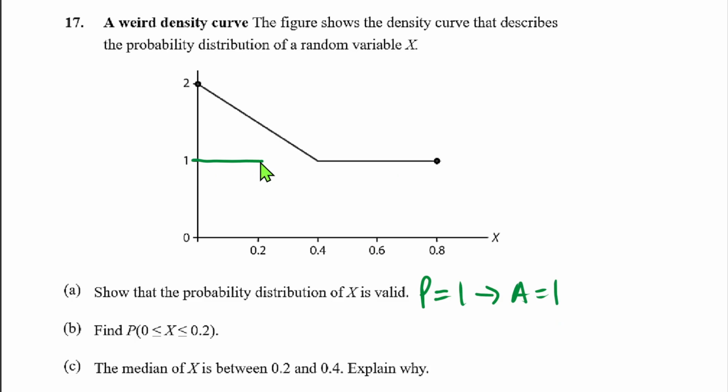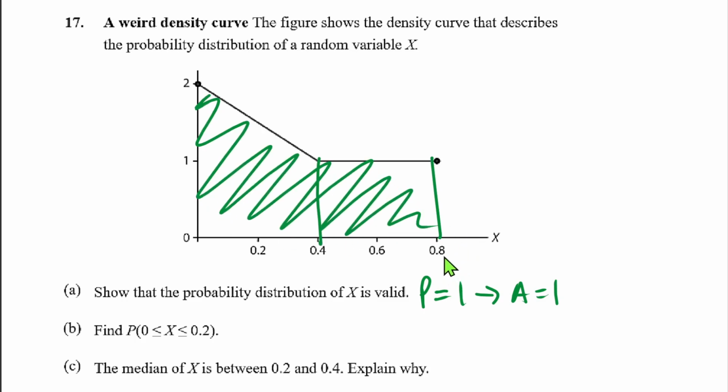You could slice this into a rectangle and a triangle. That's one way to do it. You could also break it right here and have a trapezoid and then this rectangle here and show the total area is 1. So that's what they're asking you to do on that first problem, is just show the total area of all of this comes out to be 1.